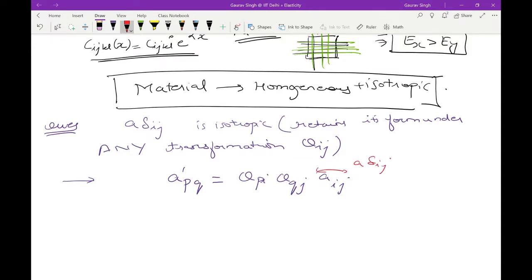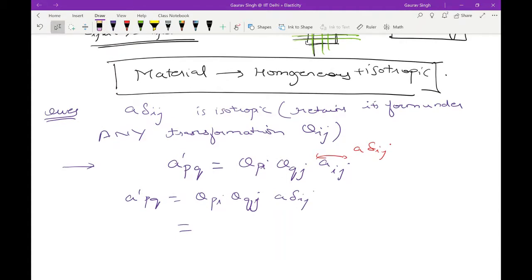A_ij is already given to us as A delta ij. A is an arbitrary constant. Now A dash pq is Q_pi Q_qj and A delta ij. This is written as A Q_pi Q_qj delta ij.